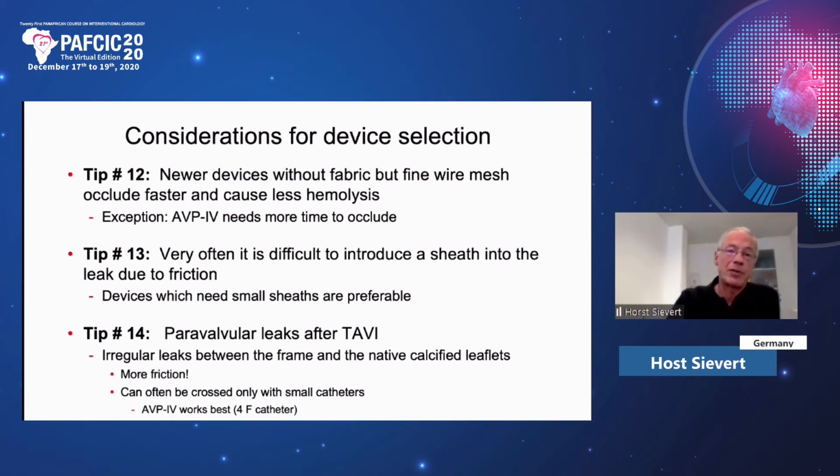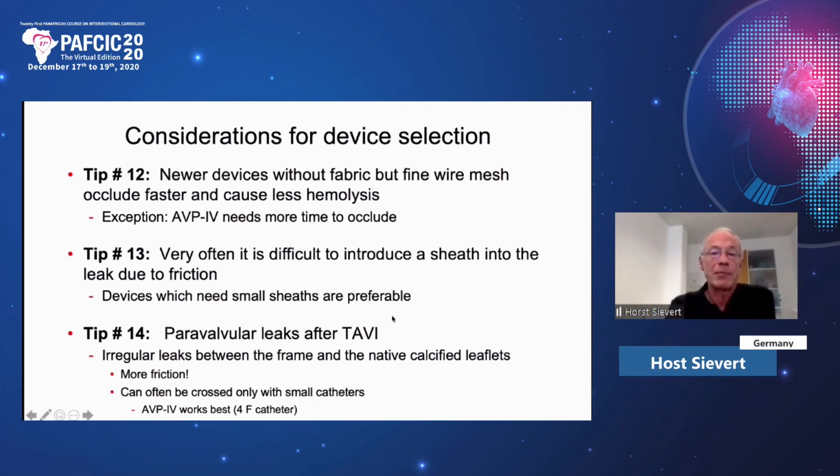Tip number 13, very often it is difficult to introduce a sheath into the leak due to friction, and devices which need small sheaths are preferable. And this is the situation where I would use the AVP4, because this goes through a 4 French diagnostic catheter. And I've used this device, especially the AVP4, especially in leaks after TAVI.